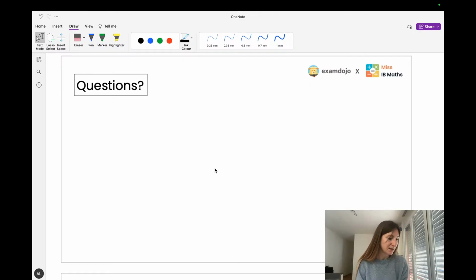Don't forget that if it is paper 2 for AA, or if you're an AI SL, your calculator is your best friend. So when in doubt, use it. I would always favor doing things on the calculator rather than algebraically, because the calculator is less likely to make mistakes. And it saves time as well.